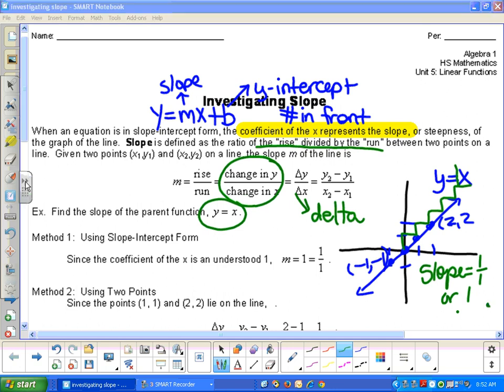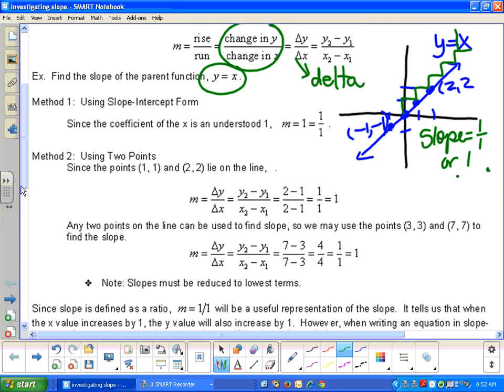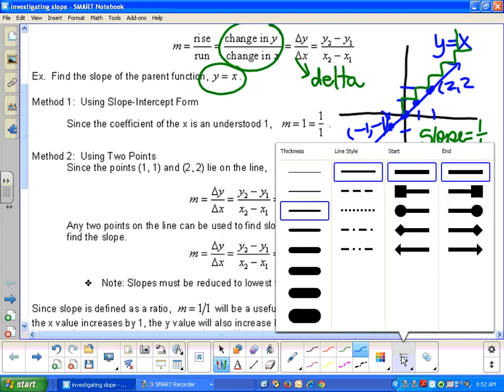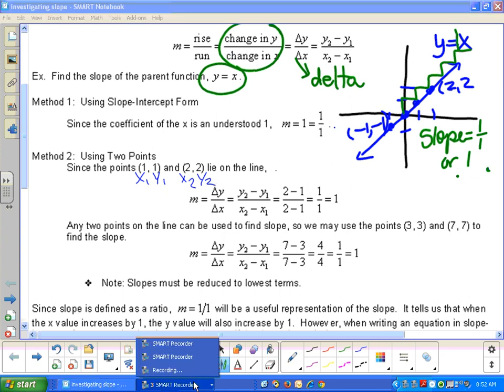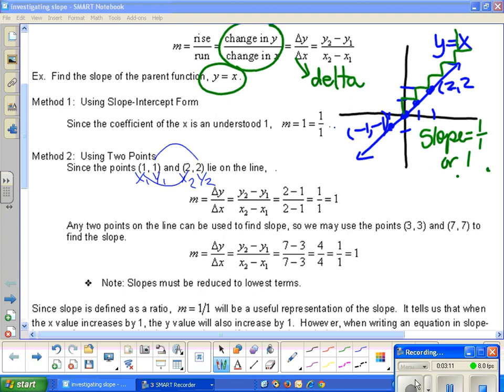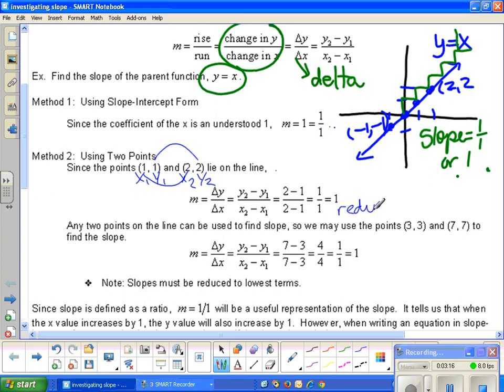So, let's look at this. If we're going to use 2 points here, let's just take our parent function. We already know the slope is 1. So let's look at how they got this in the equation. Underneath this point, I want you to label x1, y1, x2, y2. Over here, and we get 1 over 1, and we want to reduce our fraction.